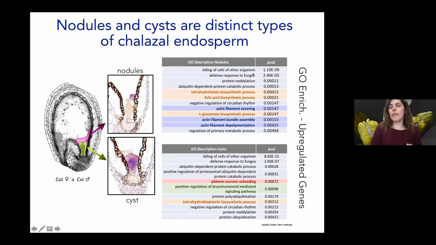And whereas they're all enriched for this function, killing cells of other organisms, which was actually already known from the Belmonte paper about callosal endosperm, we can see that the nodules, for example, are specifically enriched for folate biosynthesis, and the cyst very nicely is enriched for phloem sucrose loading, which is really cool because this is the part of the endosperm that abuts the maternal seed coat tissue.